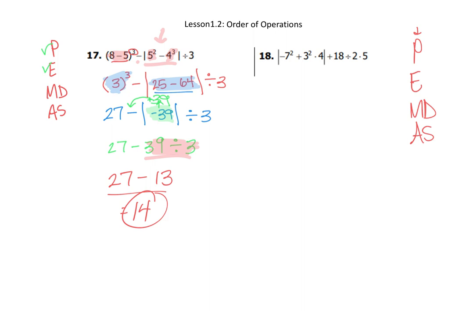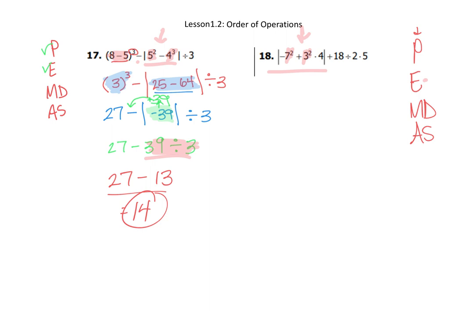So on 18, I have the absolute value of negative 7 squared plus 3 squared times 4, absolute value closed up there, plus 18 divided by 2 times 5. So I need to look inside those absolute value bars first because they're a form of parentheses, of grouping symbols, and I'm looking inside to see what I can do in here. Well, I can do the negative 7 squared and the 3 squared at this point. I don't want to do any multiplication. I'm just doing things with exponents because that comes before any multiplication or division that I would be able to do.